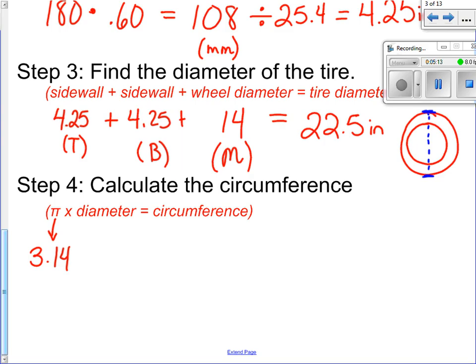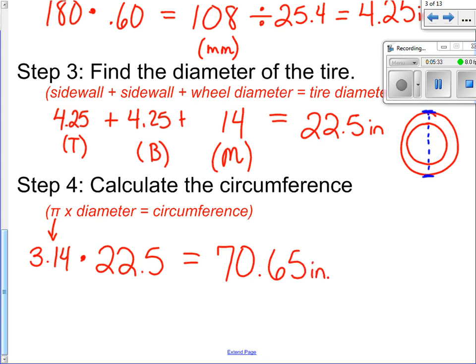So you're going to do 3.14 times 22.5. And when you calculate that, that will give us the circumference in inches. So what that means is, if that tire was turned one time completely, it would go 70.65 inches. Now, just for a little trivia fact, that's almost 6 feet. So if a tire stands that tall and it rotates once, that's pretty close to being almost 6 feet.